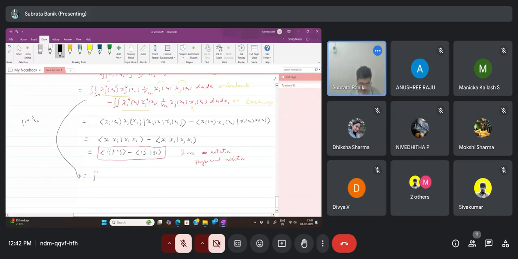You can write this thing as a whole. Let me write this: 1 over R12, chi I star x1, chi j star x2, chi I x1, chi j x2, dx1 dx2 minus, this becomes chi j of x1, chi I of x2, dx1 dx2.